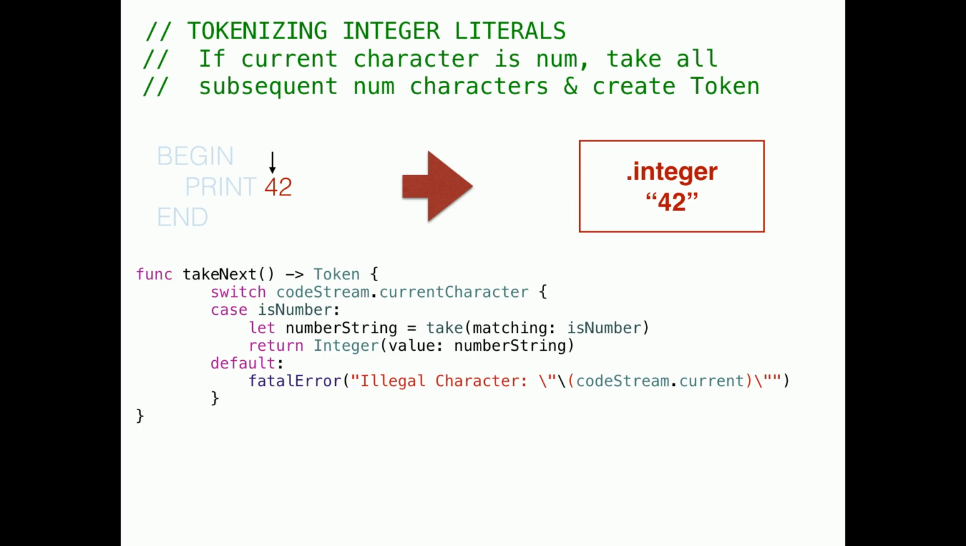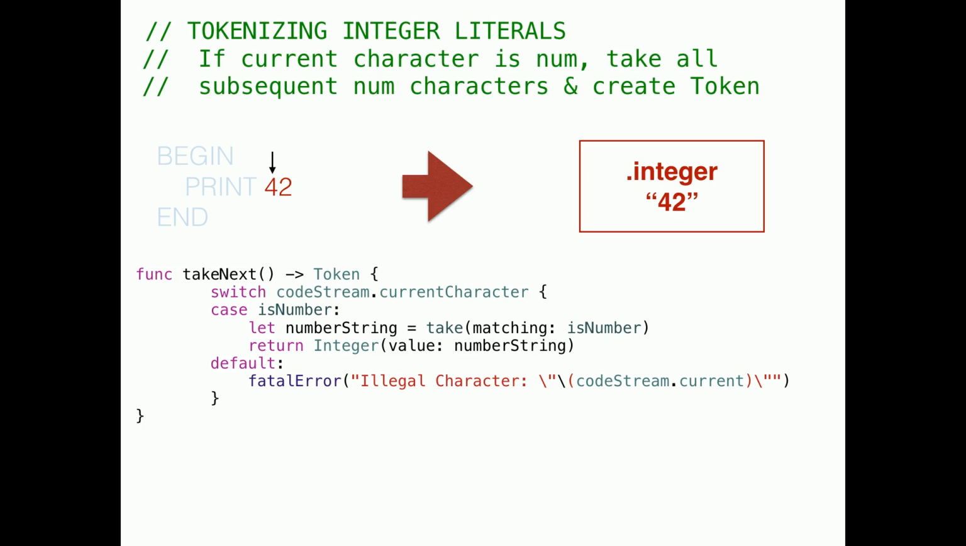We're using a switch statement, switching on the current character in our code stream. And we're doing this funny thing: we're saying case isNumber. In that case, we take all the subsequent characters matching isNumber, use them to create a string, and use that string to create an integer token. So what is this isNumber thing?